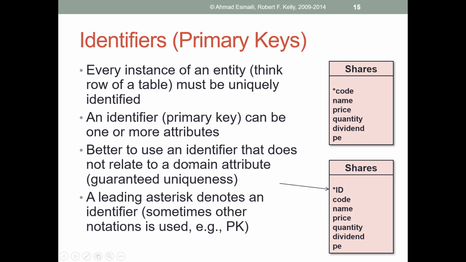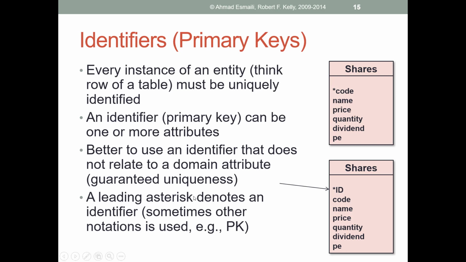It's always better to use an identifier that does not relate to a domain attribute. So this ID field, which MS Access is adding to your record, is better because it does not relate to any other attribute. This is something which Access is adding to it. So that will be better.